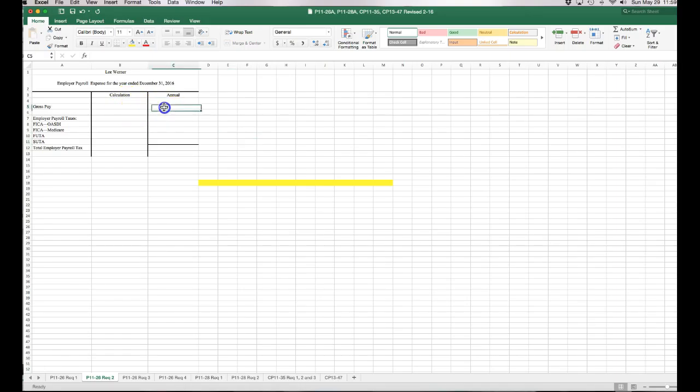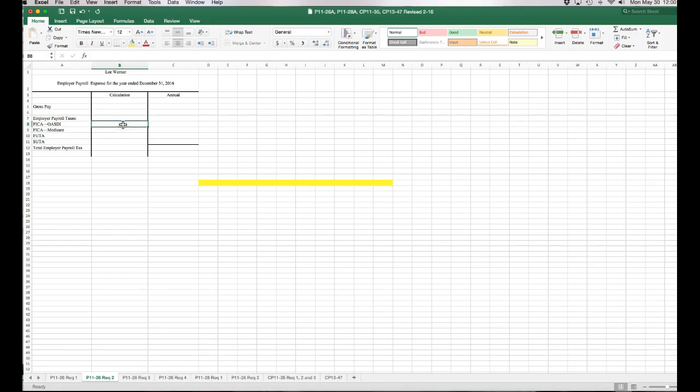So again, you're going to have the gross pay here. There's no calculation because you already did that in requirement 1. The gross pay for that individual hasn't changed, so you put that in the annual amount here. And then you're going to be calculating again FICA, OASDI, and FICA Medicare.